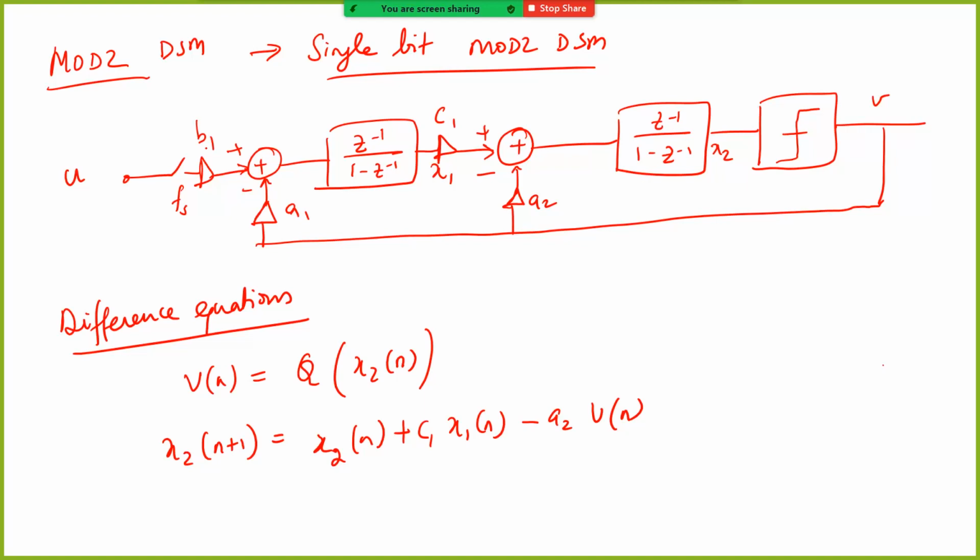Now how would you write x1 of n plus 1? x1 of n plus 1 can be written as x1 of n plus, let's say, b1 times u of n minus a1 times v of n. So these are the difference equations which are going to govern this particular single bit mod 2 DSM. Right? Okay, now let us move into an implementation.